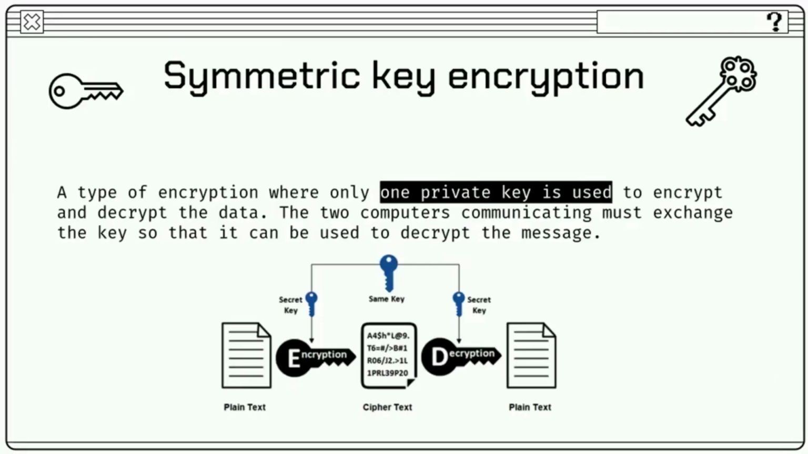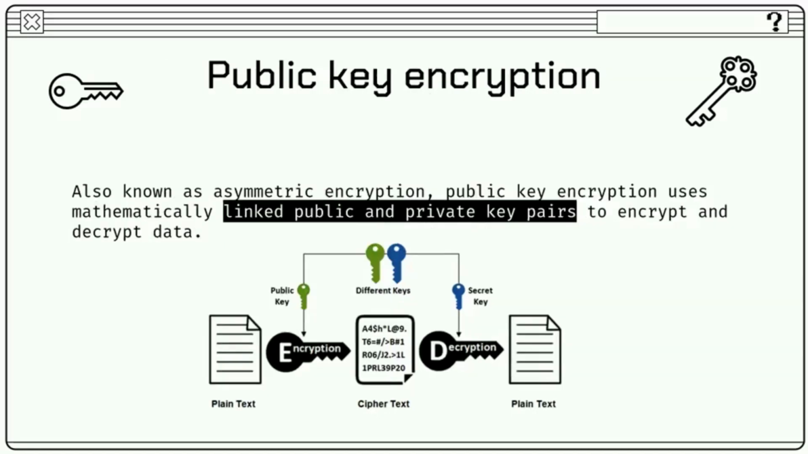So the first type of network security is symmetric key encryption, which is a type of encryption where only one private key is used to encrypt and decrypt the data. This means that no one has access to this key and it's used to encrypt the data and then it has to be sent to the recipient so they can use the same key to decrypt.